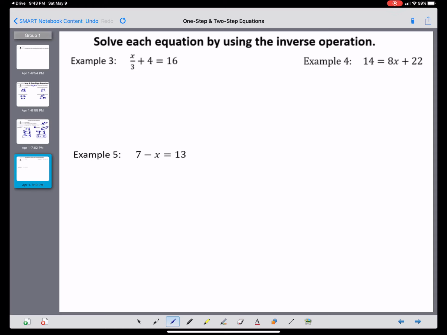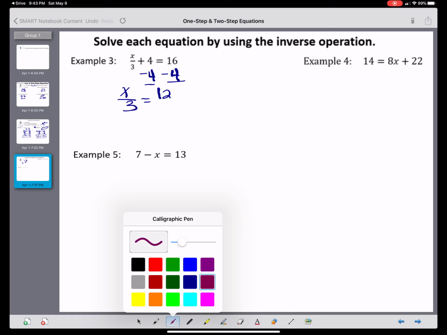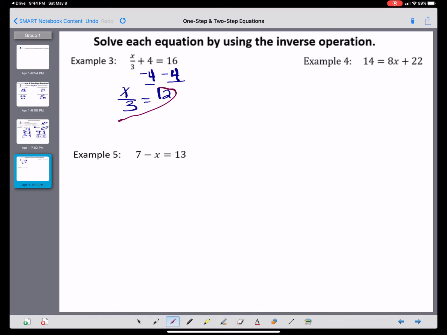Okay, so now we're going to stick to that rule where we're going to either add or subtract first, and then multiply or divide last. So this one, you are going to subtract first. And I end up with x over 3 is equal to 16 minus 4, which is 12. And then we have to multiply. X is equal to 36.